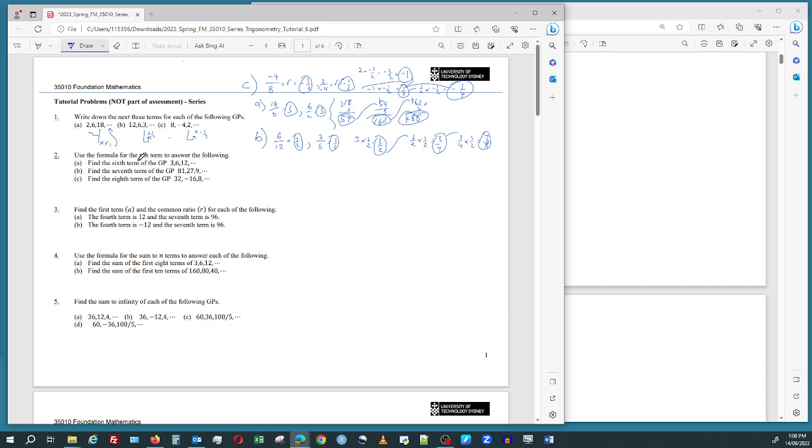Alright, let's have a look at this. Use the formula for the nth term to answer the following. Find the sixth term. So, what's the formula for the nth term? Well, the first thing we notice is that we've got the first terms. So the formula they're talking about, the nth term, is A1 times R to the power n minus 1.